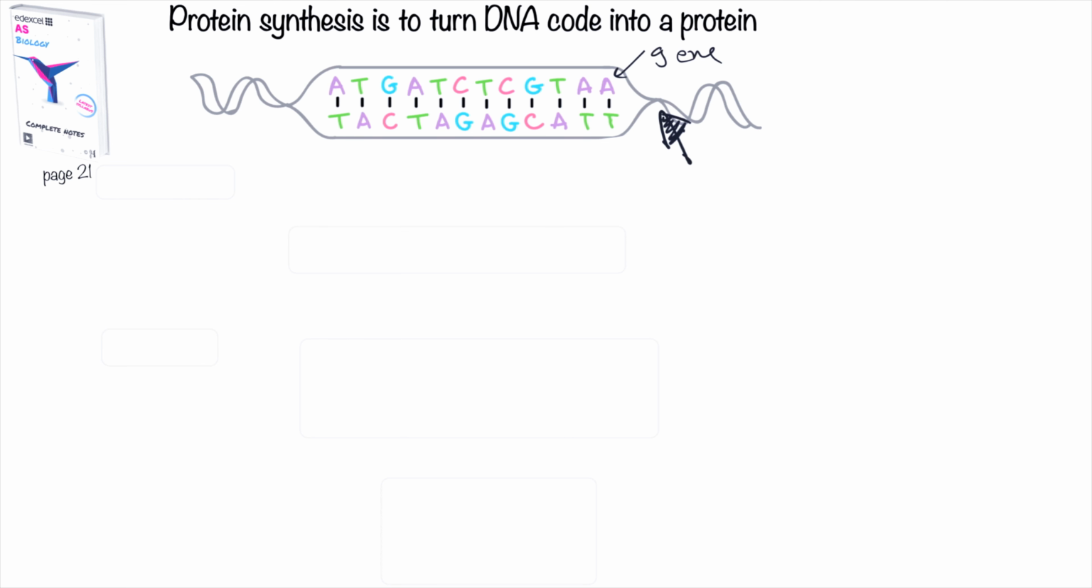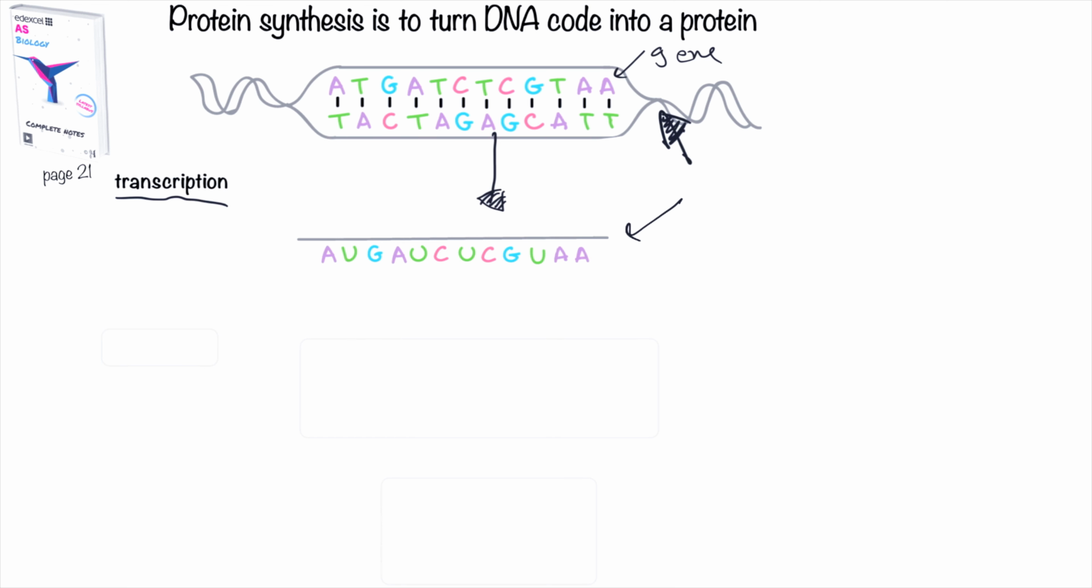The DNA is very precious. We can't afford to take the DNA out of the nucleus. What we're going to do here is make a copy of that DNA. We call this process of copying DNA transcription. When we transcribe the DNA, we make something called the messenger RNA. The messenger RNA is like a single-stranded copy of one of the DNA strands.